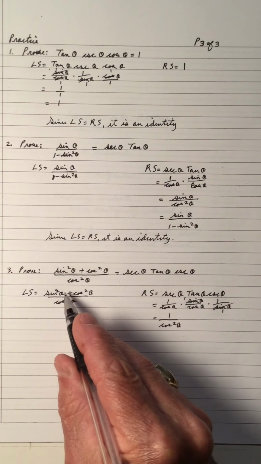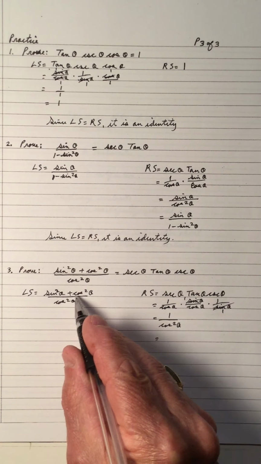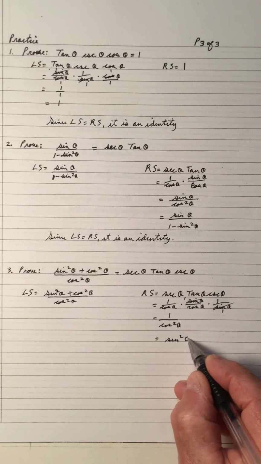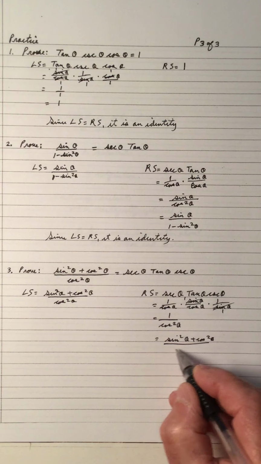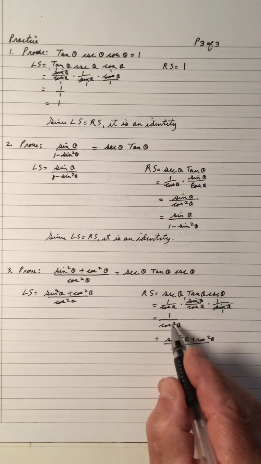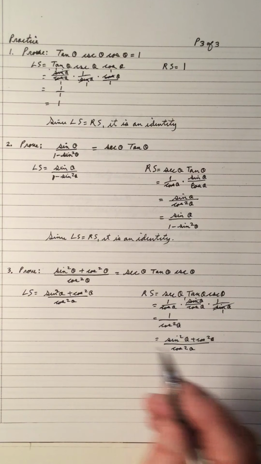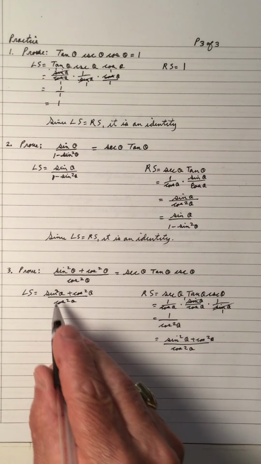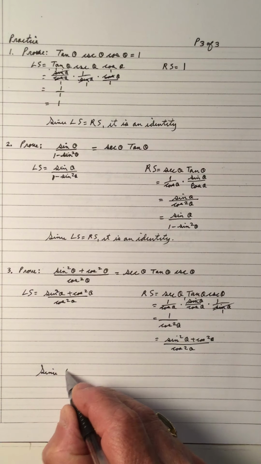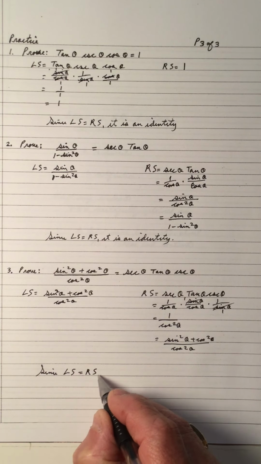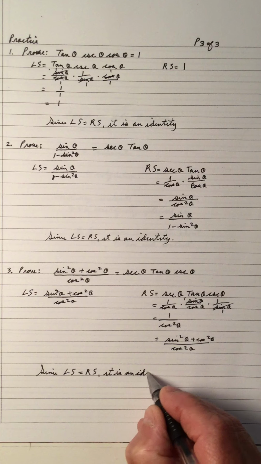And I have to work one side. Now I'm working this side, so I don't touch this side. So notice 1 is sine squared over cos squared. And we already have a cos squared. So that's a cos squared, and that's a cos squared. So 1 is equal to sine squared plus cos squared, or cos squared plus sine squared. And the left side is equal to the right side. So since the left side equals the right side, it is an identity.